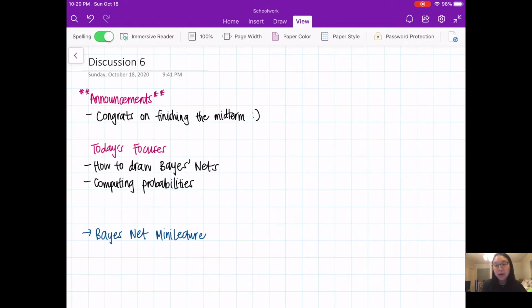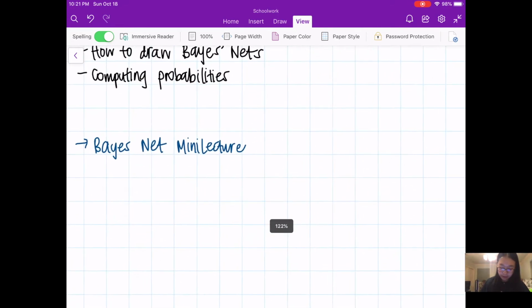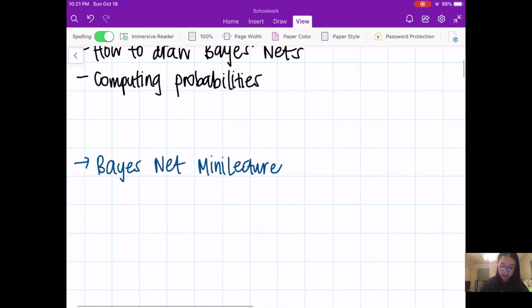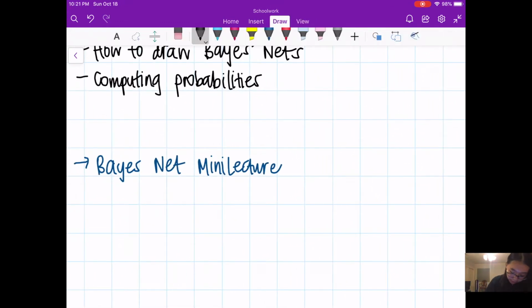And now moving forward with the next topic in this class, which is BayesNet. Specifically in today's worksheet, we will be focusing on how to draw and use BayesNet to represent different scenarios or situations. And then we'll also be doing some probability questions to get more familiar with computing different forms of probability. To start off, a quick mini lecture on BayesNet. So I'm actually going to point out some things about probability first.